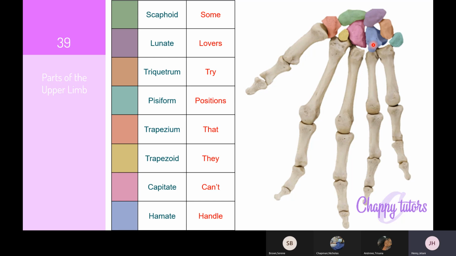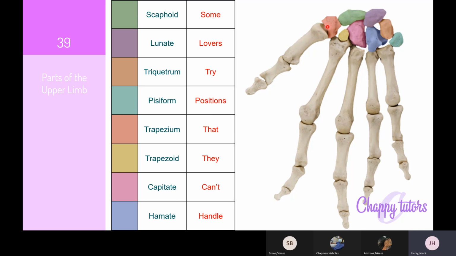So a good mnemonic or memory device to remember the bones of the wrist and how they are arranged is: Some lovers try positions that they can't handle, right? The S in some stands for the scaphoid, and the L in lovers, lunate. The mnemonic is arranged from medial to lateral and then medial to lateral, right? So some, scaphoid, lovers, lunate, triquetrum, positions, pisiform, and then we're going to the distal row now.